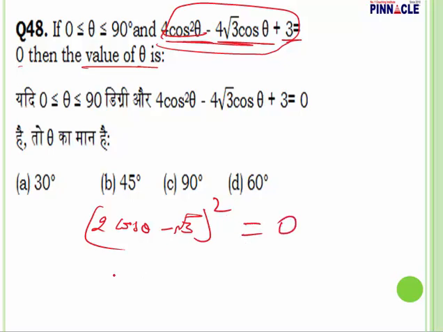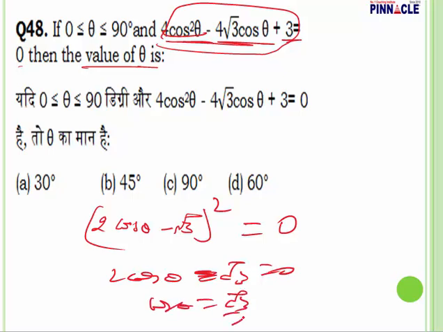In other words, 2 cos theta minus root 3 is equal to 0. Or in other words, cos theta is equal to root 3 by 2. Root 3 by 2 is equal to cos 30, 30 degree. What is the question? What is the value of theta? 30 degree is the answer.